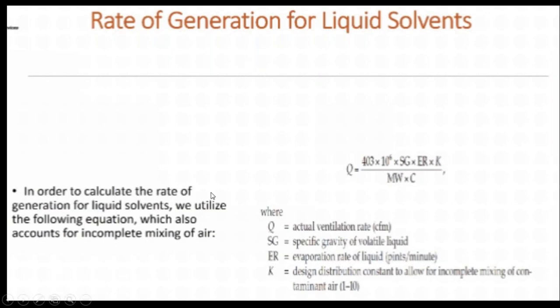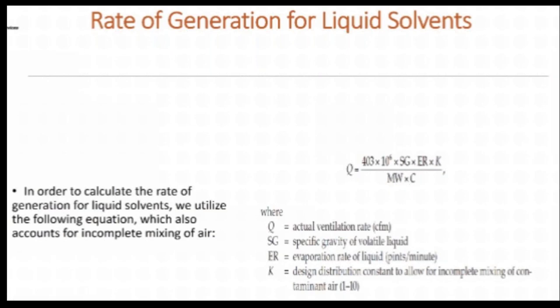This is the formula we can apply here: Q is equal to 403 into 10 raised to power 6, then SG, that is the specific gravity of the liquid, ER, that is the evaporation rate of the liquid, and then K. K is the mixing rate, and MW is the molecular weight of the solvent, and C.